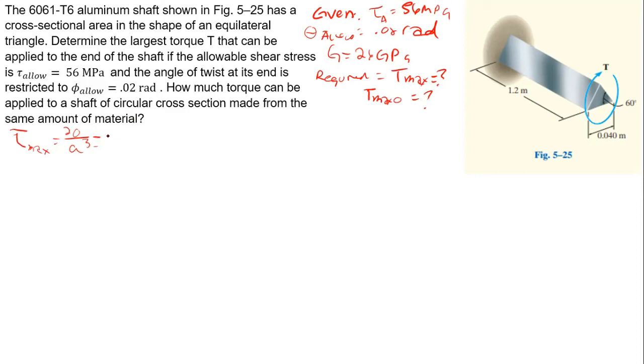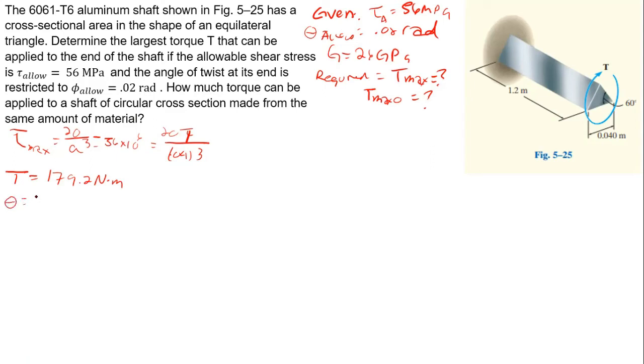So i-substitute natin. So yung tau max natin, 56 times 10 raised to 6 is equal to 20 times T divided by A cube or 0.04 raised to 3. So yung value natin ng torque for the triangle is 179.2 Newton meter. Pero hindi pa yan yung pwede natin i-consider na sagot kasi meron pa tayong pangalawang parameter. So yung second parameter natin is angle of twist. So i-consider din natin yon.